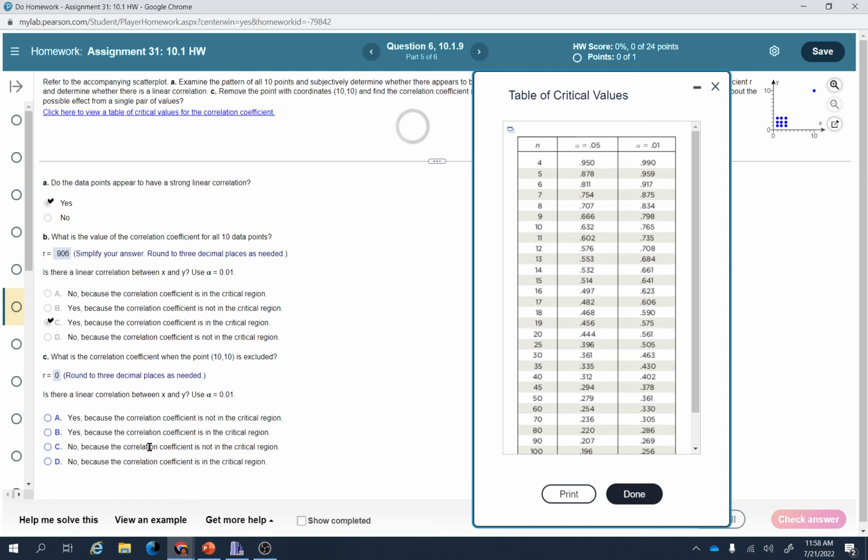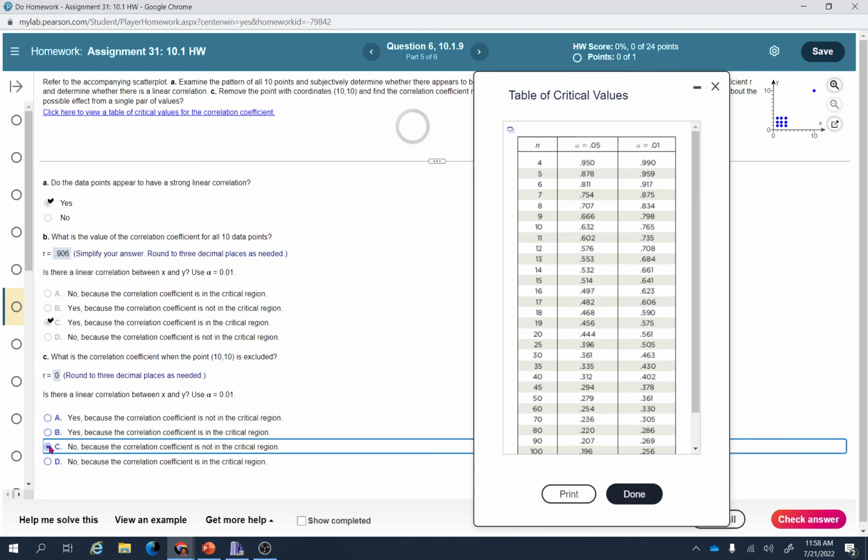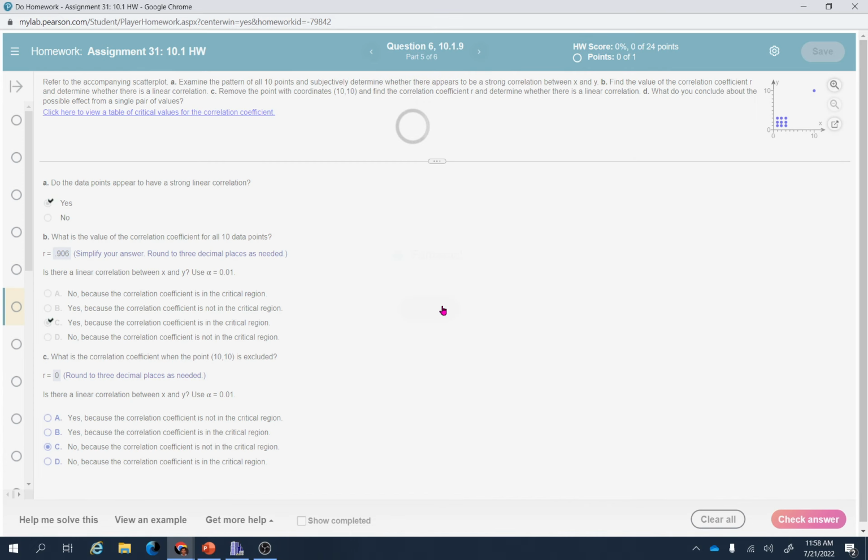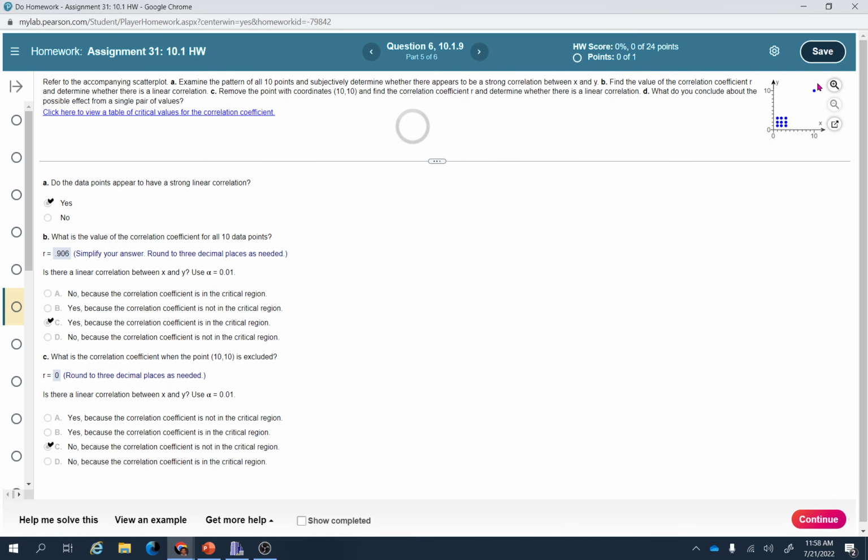No, because the correlation coefficient is not in the critical region. No, because the correlation coefficient is in the critical region. So we choose no, they are not in the critical region. Look here, just by excluding one point we concluded that they are not correlated linearly because of this one point. And now you can see that it's not linear, it's a rectangle type, a square type.